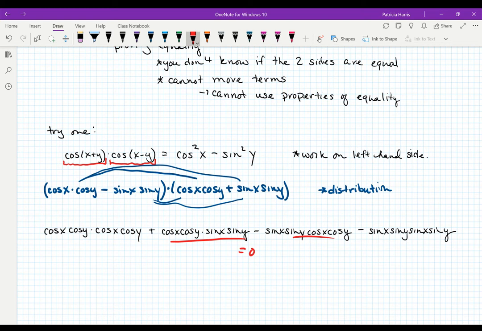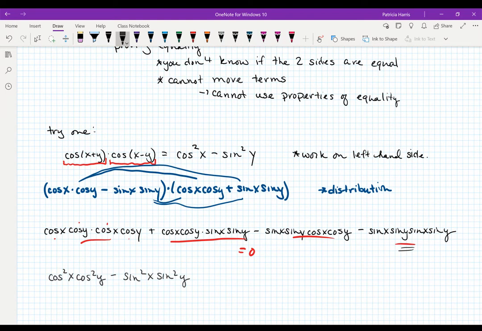Okay, now these two guys, I can rewrite those because I have cosine x, that's cosine squared x, cosine y, cosine squared y. Okay? And the same thing for this one over here. So that goes to 0, remember. Now what we're going to do is we're going to stop. Okay? And we're going to see what we have.